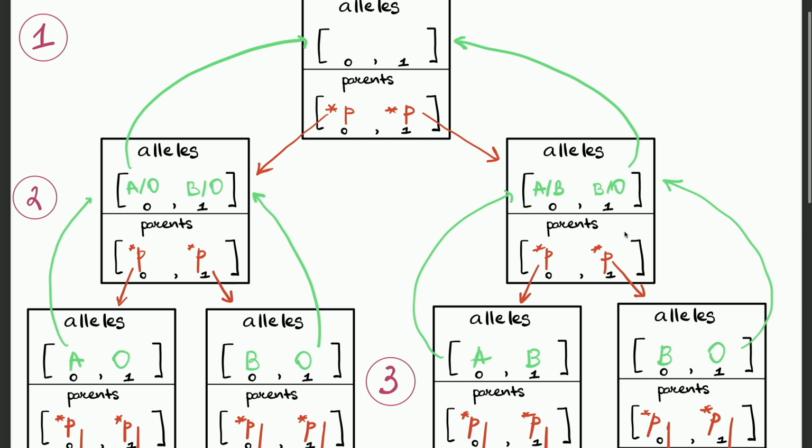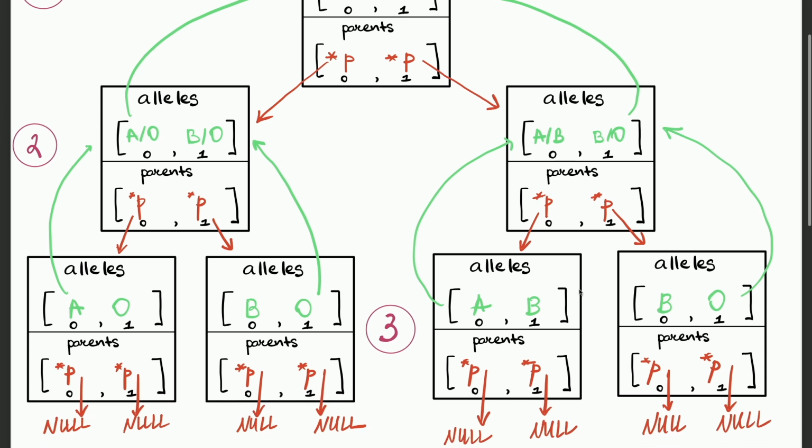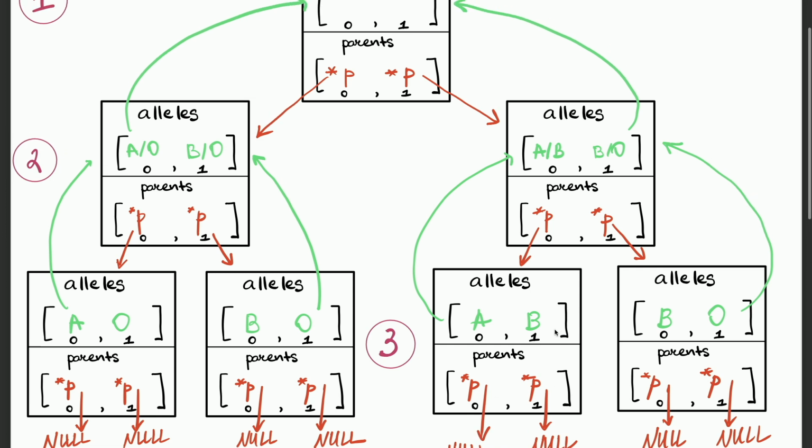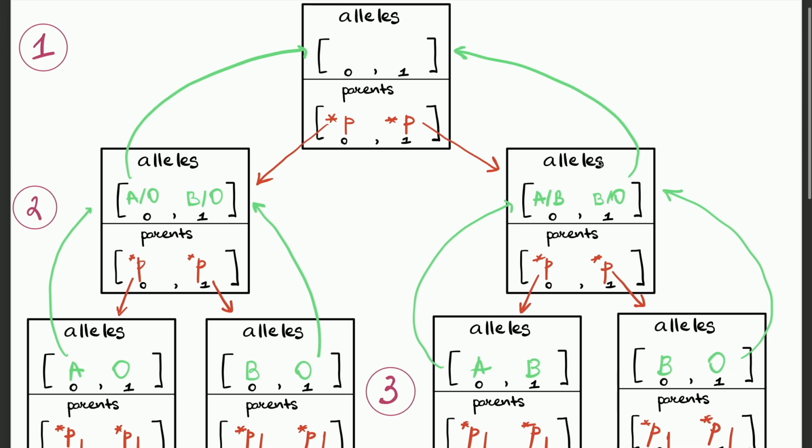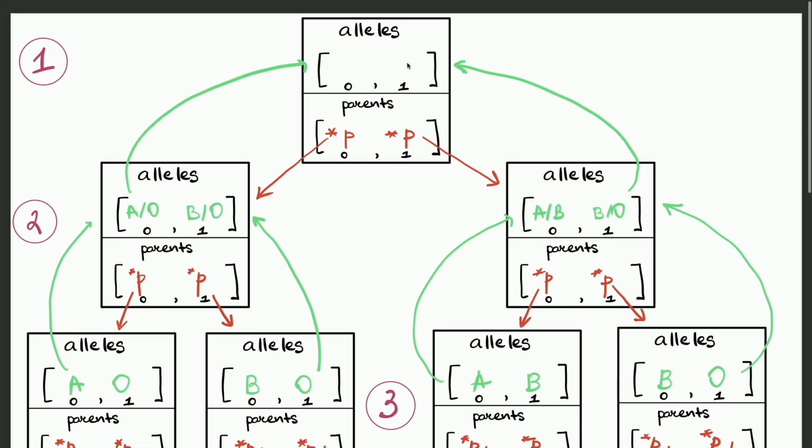I'm going to go first to this person, then I'm going to look at their parents. I'm going to set the parents of those parents to null, fill out the alleles randomly, and only once I am done with this person and this person, I'm going to bring it back up to our generation 2 person, fill out their alleles, and bring it back up again to the very first new person that we created.